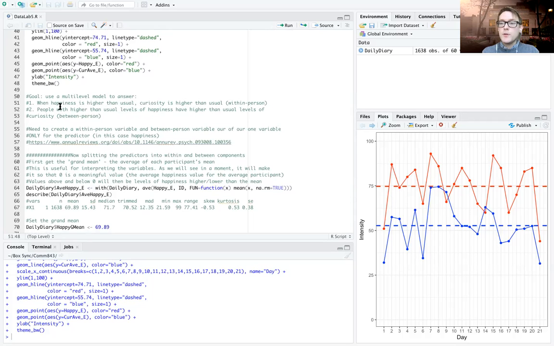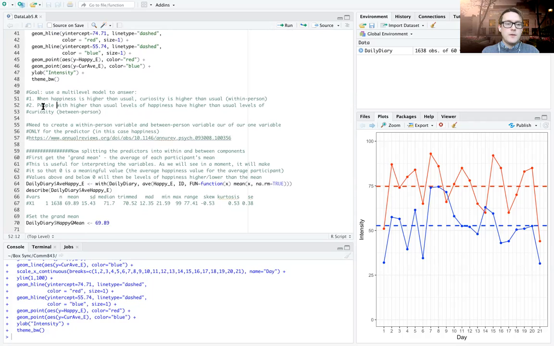But we can also ask the between-person question, which would be more along the lines of, do people with higher than average usual levels of happiness, so when we take into account their average level of happiness across the 21 days, also tend to have higher than average usual levels of curiosity? When I'm talking about higher than average, now I'm talking about higher than the average individual in your sample. So one part of the model is looking at within-person associations: how do I compare to myself across time? The other is talking about between-person associations: how do I compare to other people?